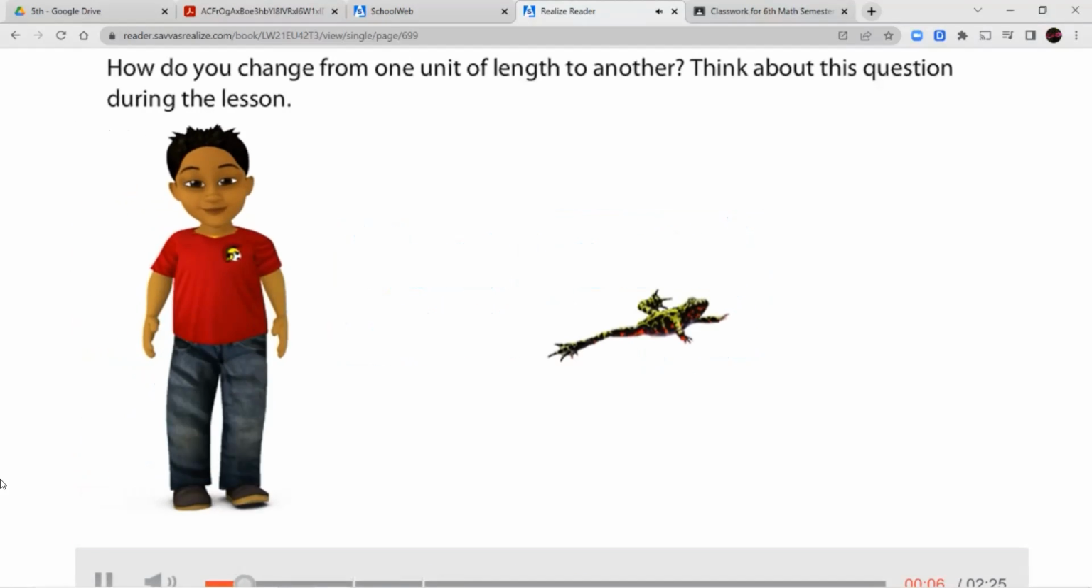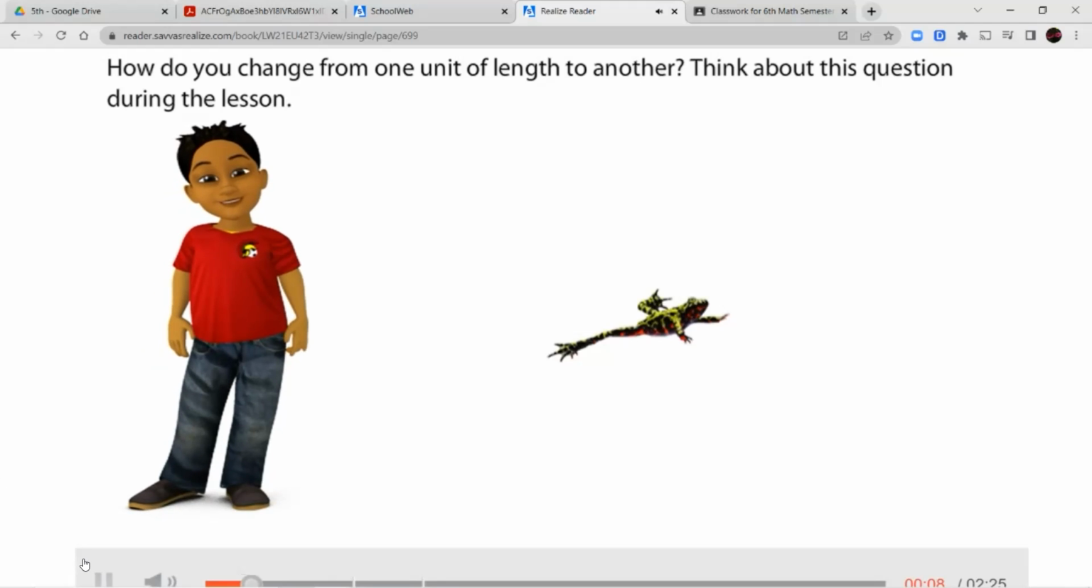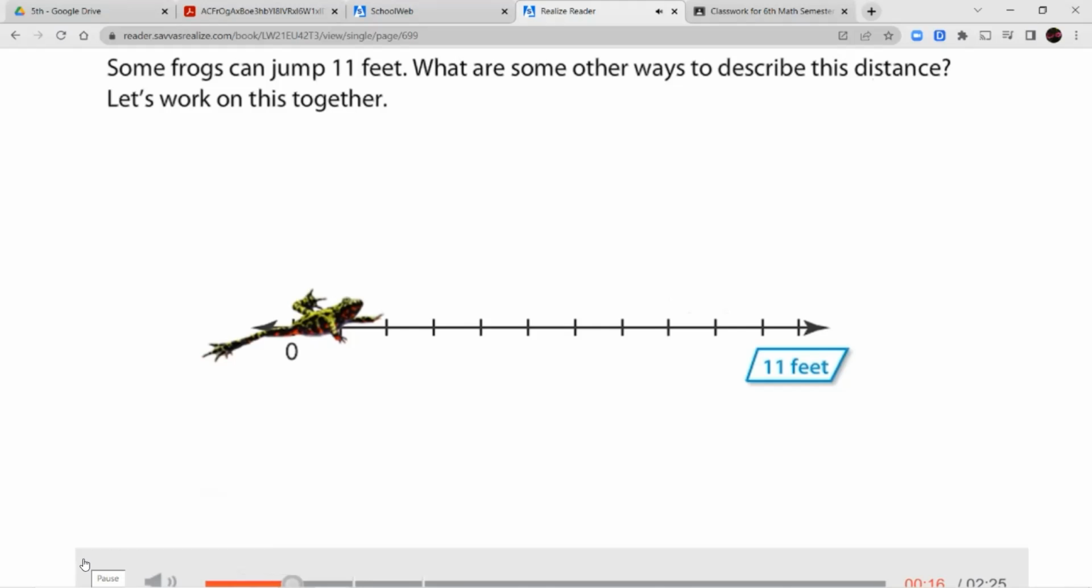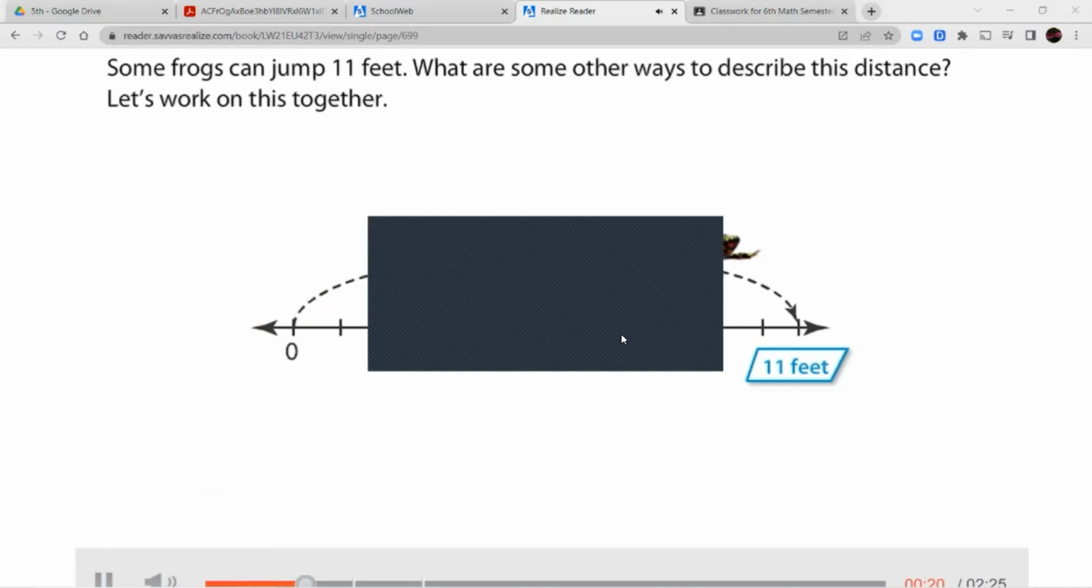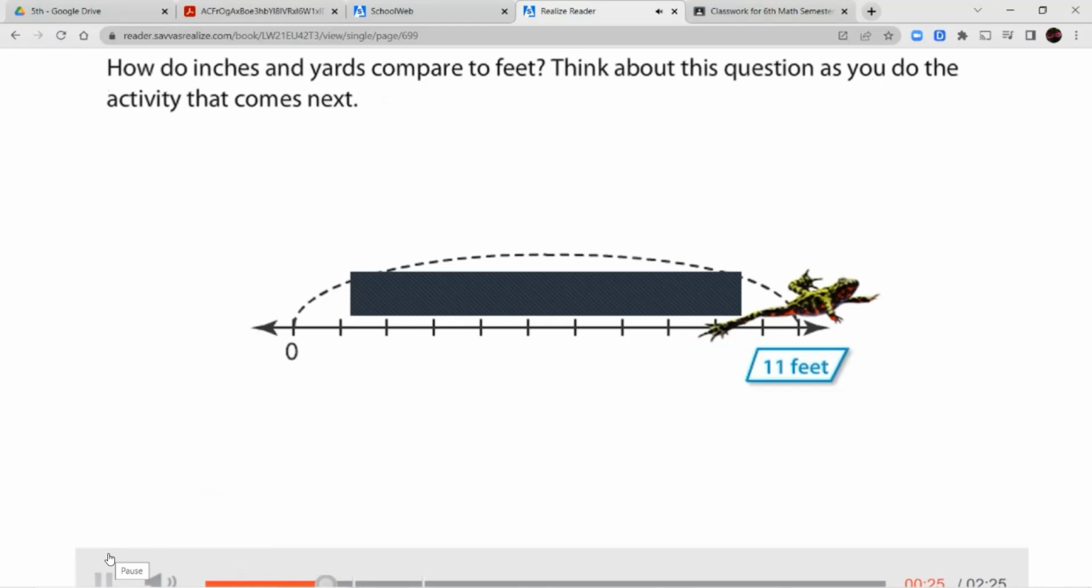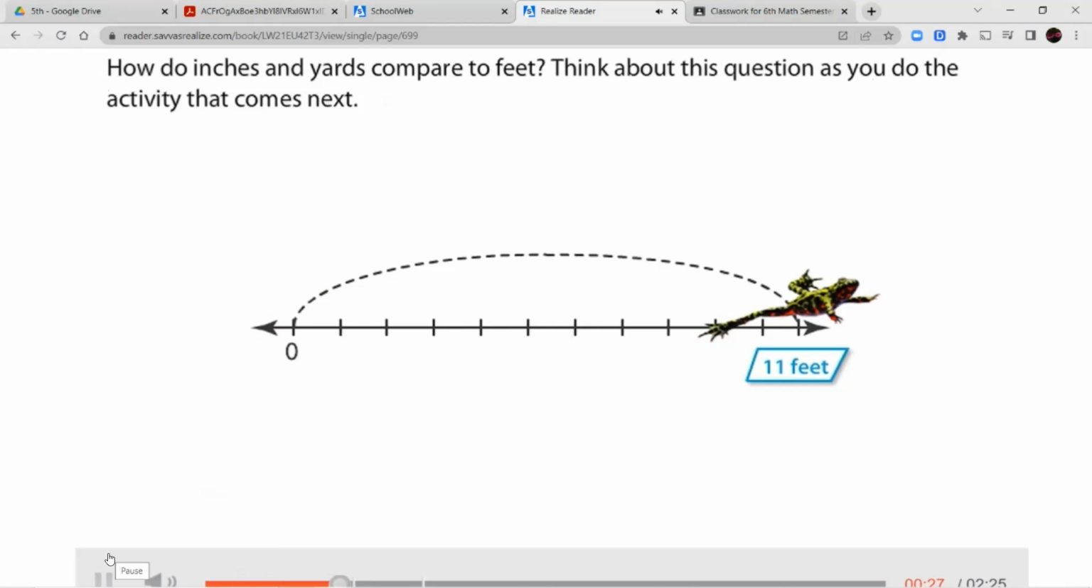How do you change from one unit of length to another? Think about this question during the lesson. Some frogs can jump 11 feet. What are some other ways to describe this distance? Let's work on this together. How do inches and yards compare to feet? Think about this question as you do the activity that comes next.